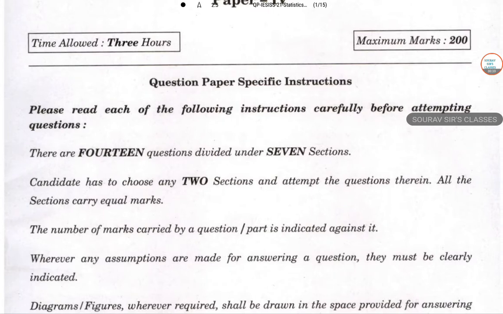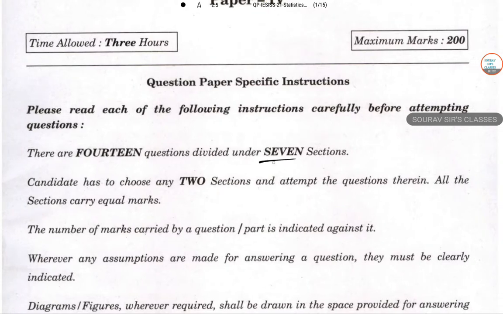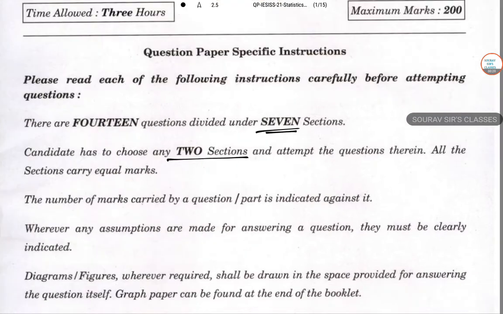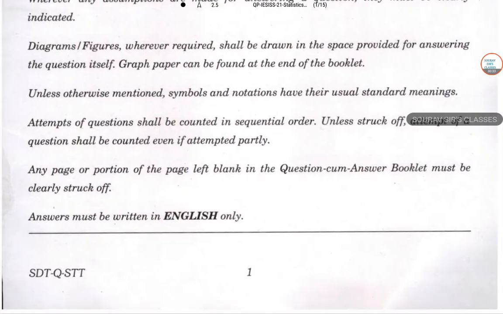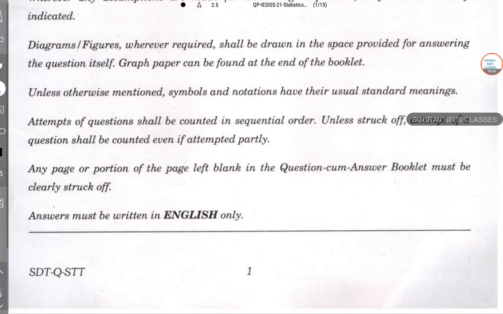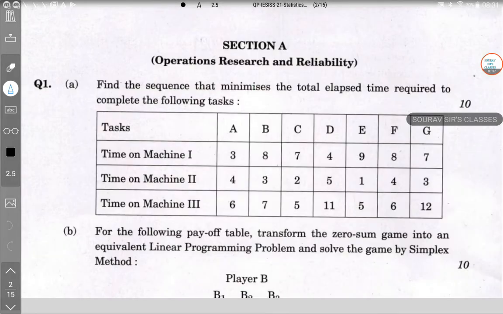There are a total of 14 questions, as you can see, divided under 7 sections. A candidate has to choose any 2 sections and attempt the questions from those. You already know this, and you can choose according to the different areas, but I will be explaining all the possible choice options.